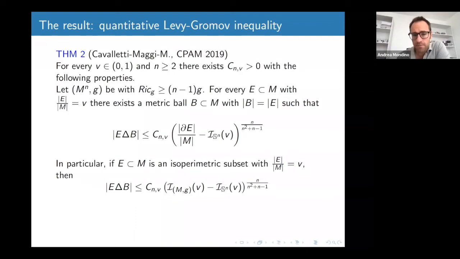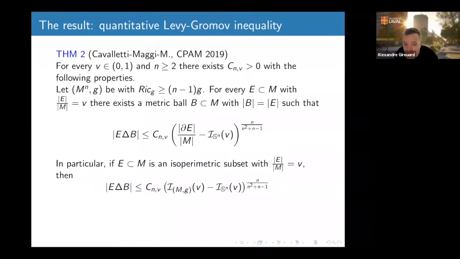And in particular, if the set E is an isoperimetric subset with normalized volume equal to V, then you can bound the volume of the symmetric difference between the set E and the ball with such a constant. And here you have the difference of the isoperimetric profile of the manifold and of the sphere at the volume where the set is an isoperimetric set.